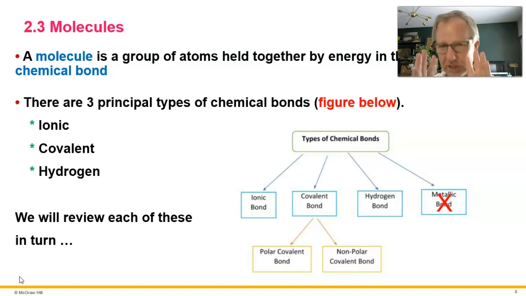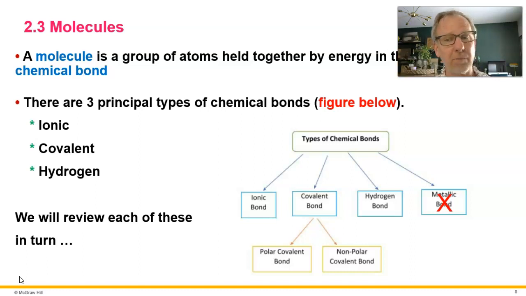A molecule is a definition. You need to know lots of definitions. It is a group of atoms held together by energy in the form of a chemical bond. There are three main principal types of chemical bonds that I need you to know about in biology. And they are ionic bonds, covalent bonds, and hydrogen bonds. I got this image off the internet. I search for images sometimes, and that metallic bond is not something we need to know about in our biology here, so I X'd that out.